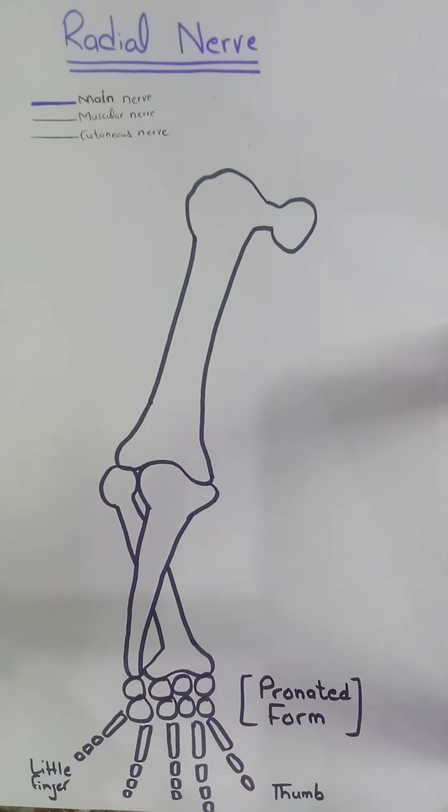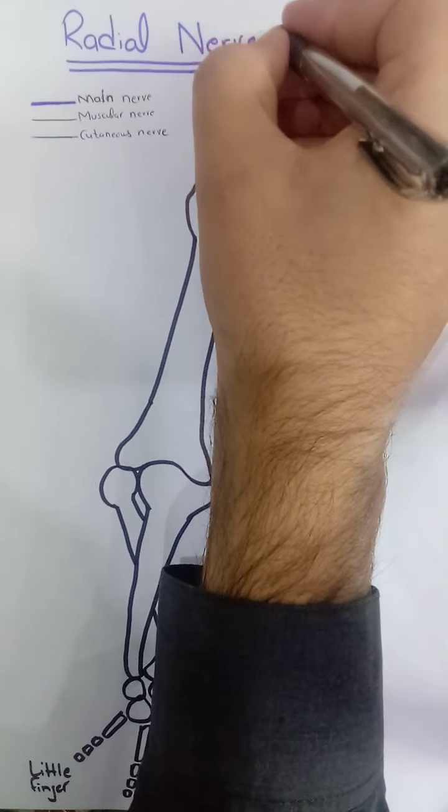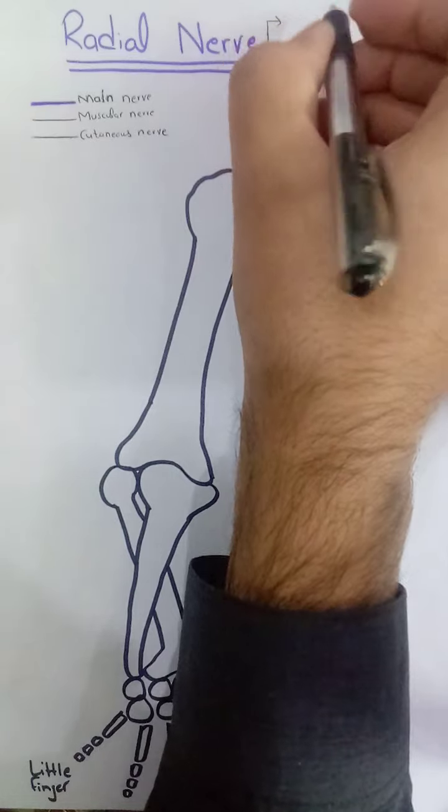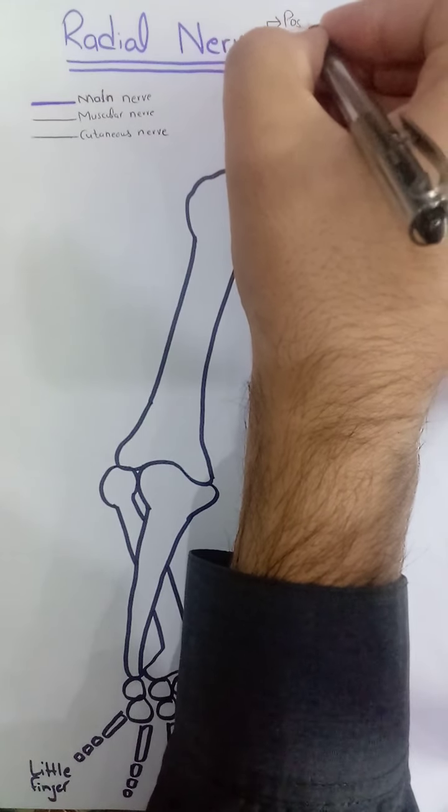Assalamu alaikum. So today we are going to discuss the radial nerve which is present in the upper limb. First we will see a brief introduction of the radial nerve, and then we will see its branches: the muscular branches, the cutaneous branches, and the articular branches. First of all, we must know that the radial nerve arises from the posterior cord of brachial plexus.